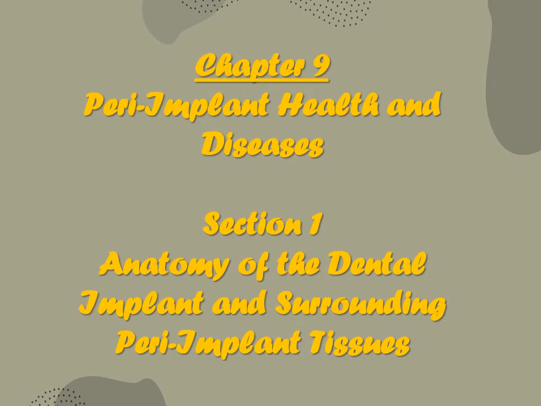Chapter 9 this week is going to be on Peri-Implant Health and Diseases. This starts in your book on page 161 and 160. Section 1 is going to be the anatomy of the dental implant and surrounding peri-implant tissues.